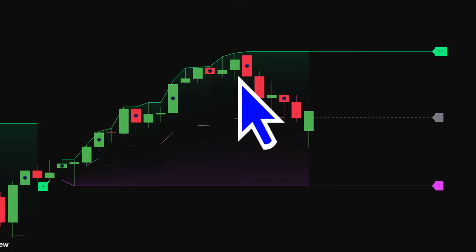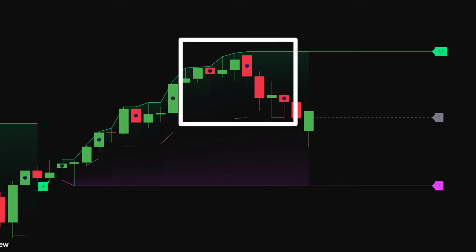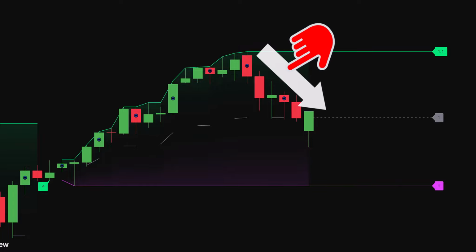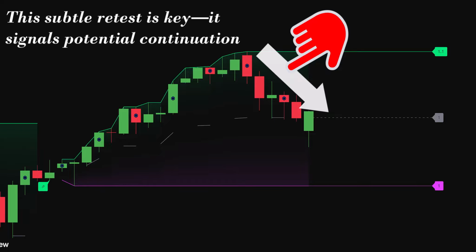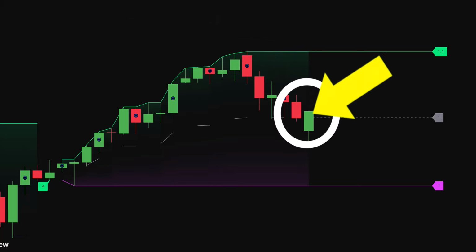Condition 2. Wait for a 5-candle gap where none of the candles touch the midline. Then watch for the price to come back and retest the midline with a wick. This subtle retest is key. It signals potential continuation. If the wick touches the midline but closes above it, great. If a candle closes below, you want the next candle to close back above the midline.